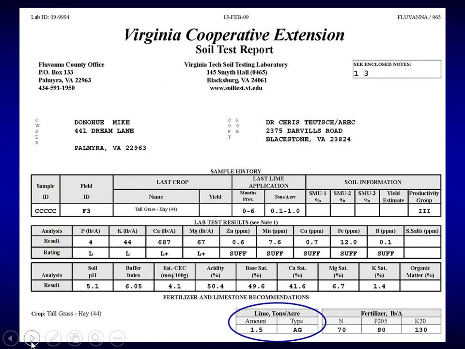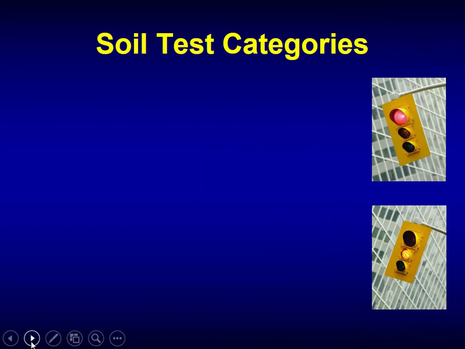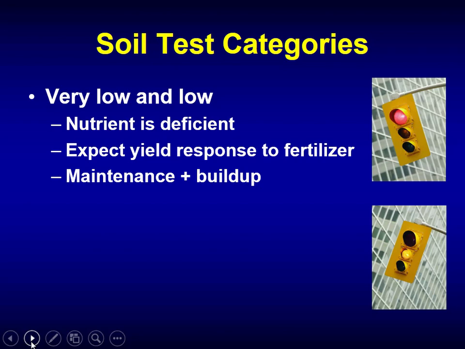So again, this one recommends 1.5 tons of agricultural lime here at the bottom. And then we've got lab results here, and they list the actual numbers, but they also list whether it's considered low, very low, high, medium, and so on in the center there. We can kind of think of these categories like this. If it's very low and low, then the nutrient's deficient in that field, and we would expect a yield response if we put that nutrient on that pasture. So low, very low, we expect a yield response.